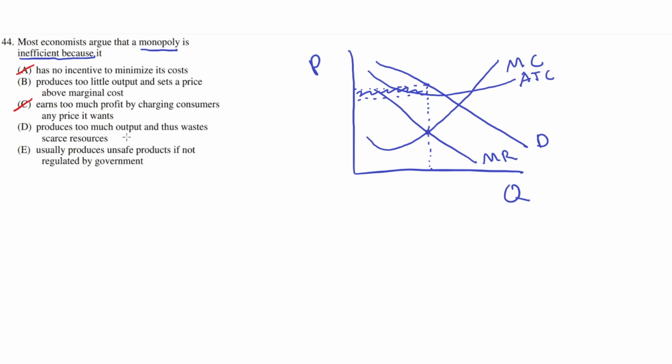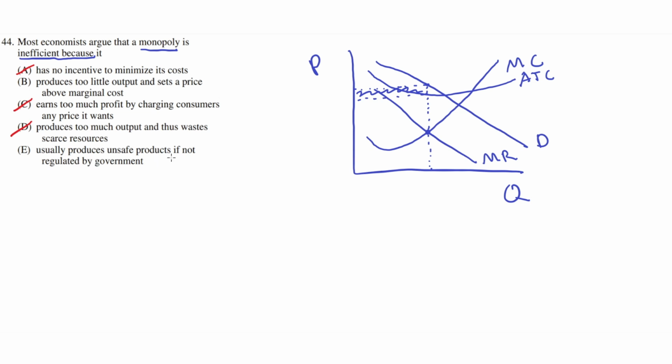D. Produces too much output and thus wastes scarce resources. This is incorrect because this is the opposite of what a monopoly does. Instead, it produces too little output and doesn't really waste scarce resources because no firm would waste resources. In this case, we can see that the monopoly graph shows that they produce at the quantity where MC equals MR instead of the quantity where MC equals demand or MC equals ATC. And because of this, they aren't producing too much output. Instead, they're producing very little output. So D is incorrect.